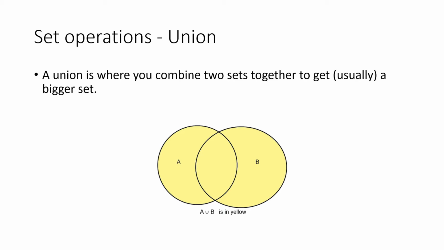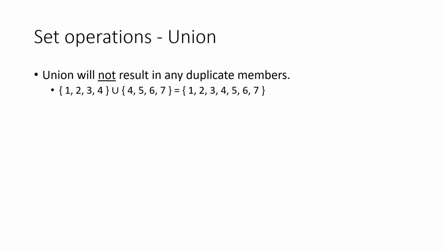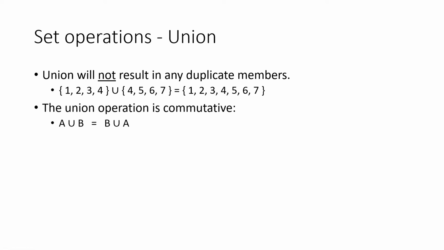So we can do set operations. And the first one we'll be looking at is the union operation. You combine 2 sets together. The yellow area shows the combination of sets or union of sets A and B. A union B, that's the union symbol there. Unions will not result in duplicates because you're not allowed to have duplicates. So if you take the set that contains 1, 2, 3, and 4, union it with 4, 5, 6, and 7, 4 appears twice, but in the answer it will only appear once. The duplicate is removed.